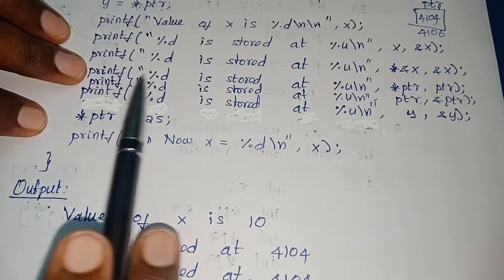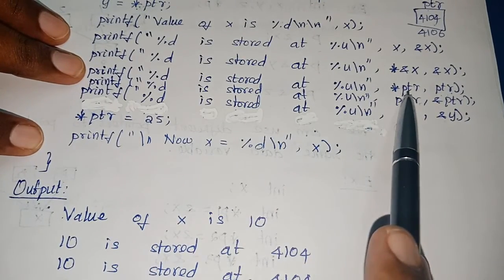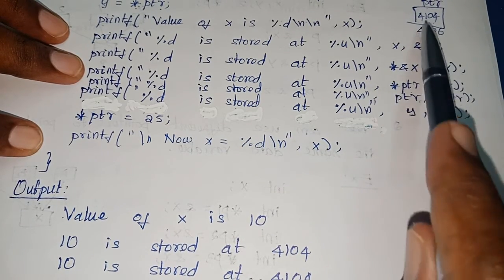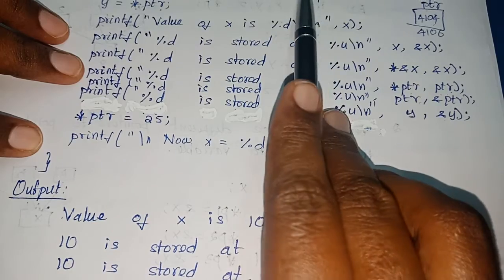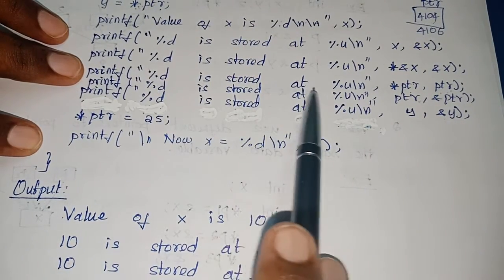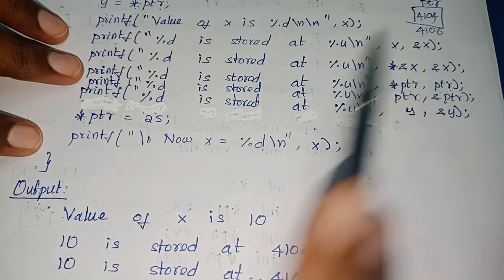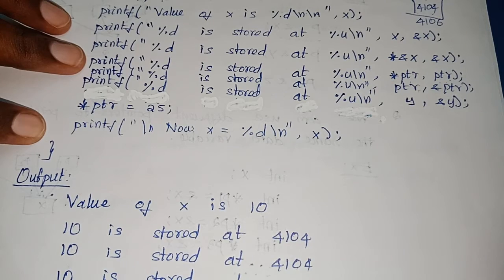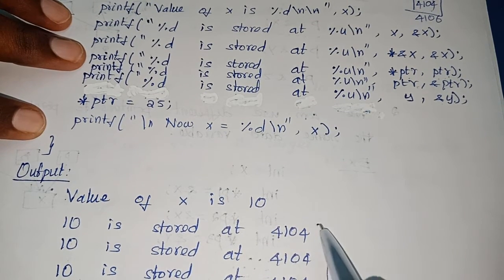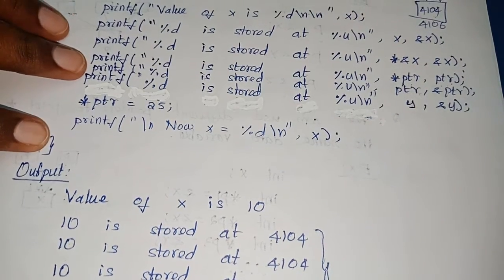Fourth printf, %d is stored. Once again %d. *ptr. What is ptr? It contains 4104. What is *ptr? It goes to the address 4104 and collects the value. So in this place 10 will be printed. 10 is stored at %u. What is ptr? The ptr value. What is the ptr value? 4104. So 10 is stored at 4104. All of them are the same statements, but different ways of printing the values and their addresses.